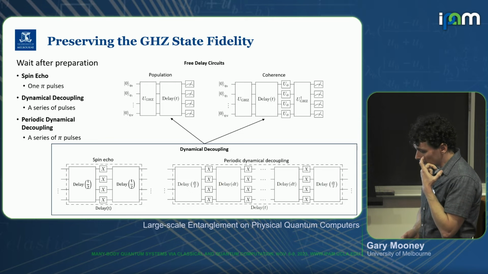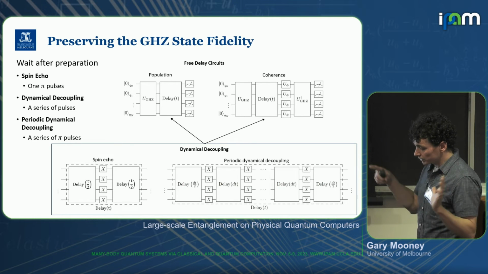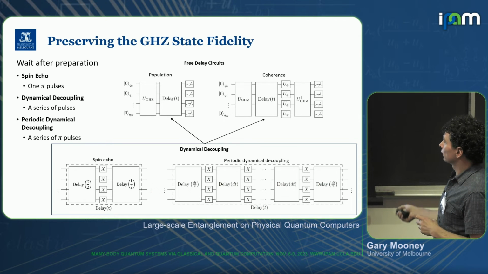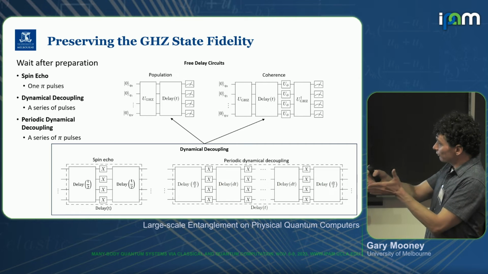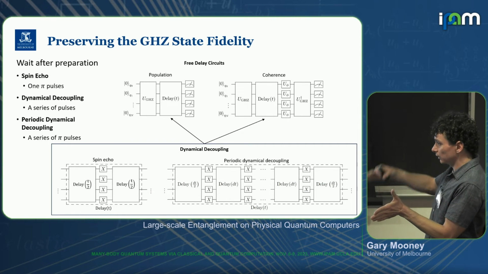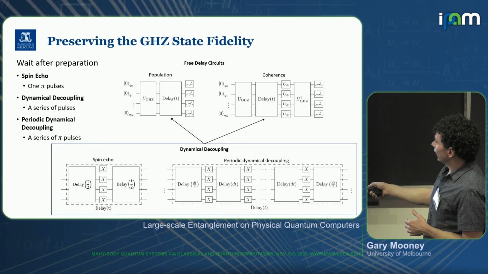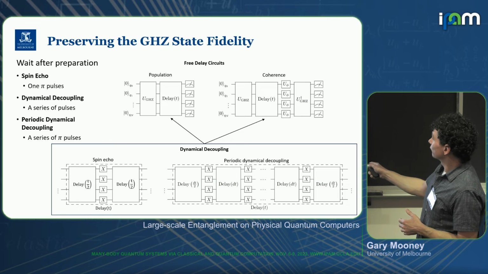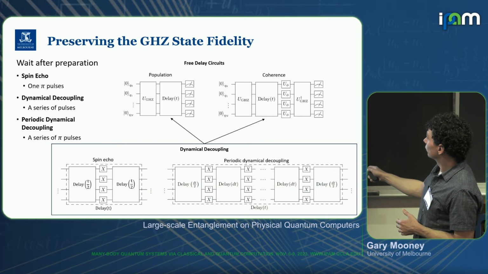So next we'll just look at, so you have this GHZ state, and now we want to preserve the entanglement within it. So the way we can do that is, after preparing it, we just wait, and then we measure the fidelity at a later time, and then we can plot this. And so for the population, it's just this delay here, and for the coherence, you've got this delay before these unitaries here.